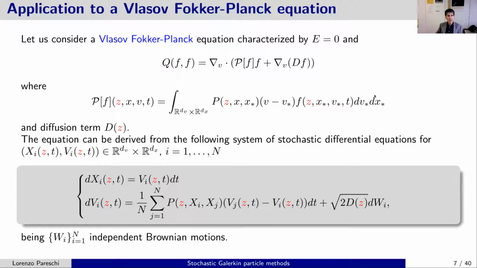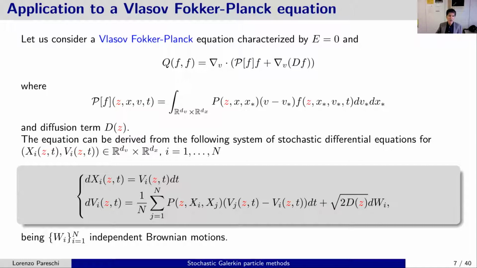A crucial aspect here, as you can see, is that in the definition of the interaction operator in our kinetic problem, the integration took place over the whole velocity space and physical space. Namely, we are averaging everywhere. As a result, the original system of stochastic differential equations, which originates the dynamic in the presence of uncertainty, is written down as follows, where we have the usual Newton type equation in the presence of a random noise. With W_i, I will denote independent Brownian motions. So this is exactly the corresponding microscopic dynamic of the original Vlasov-Fokker-Planck equation.